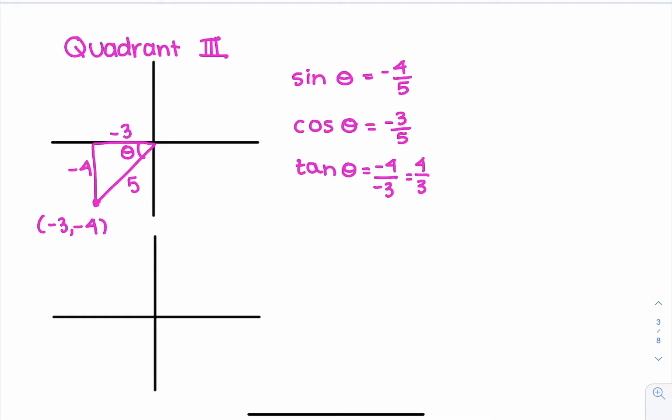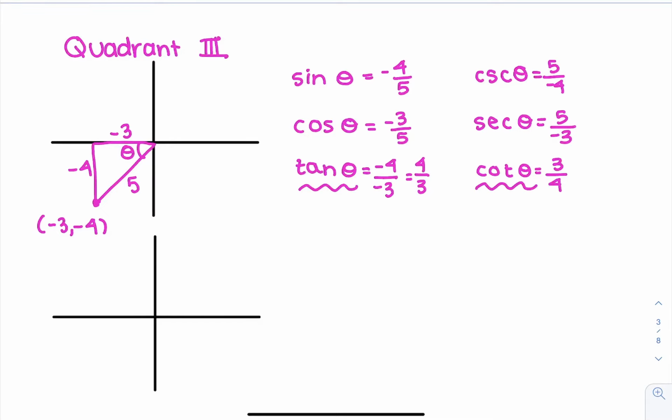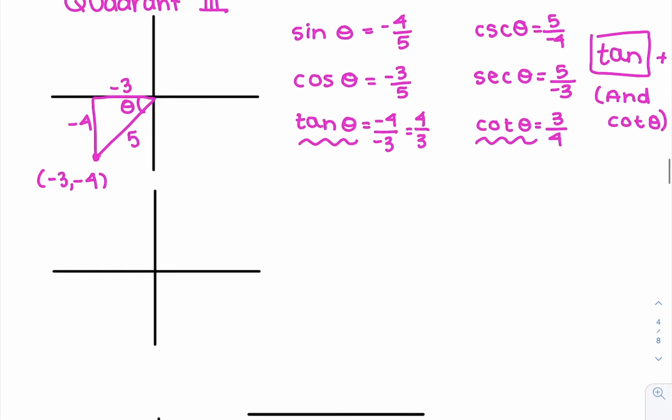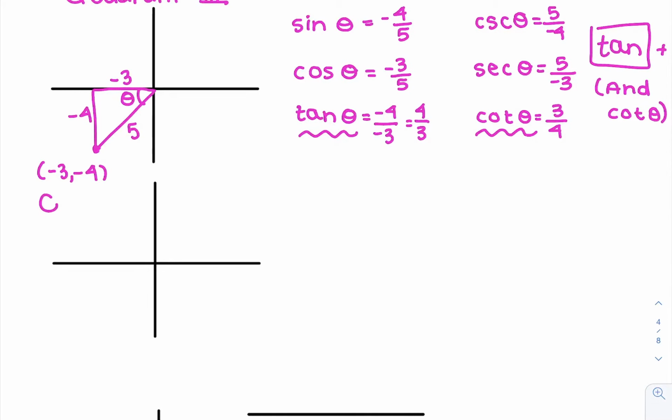Now we have our three other functions. We have to remember to flip the fraction. So that is cosecant of theta, secant of theta, and cotangent of theta. So now let's flip what we have. So we have 5 over negative 4, 5 over negative 3, and positive 3 over 4. So now in this quadrant, we realize that tangent and cotangent are the only two that are positive. So here we can say tangent is positive, and obviously also cotangent, but that's kind of an afterthought. One more time, so let's try quadrant 4.